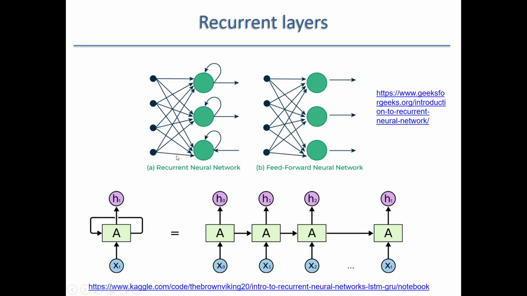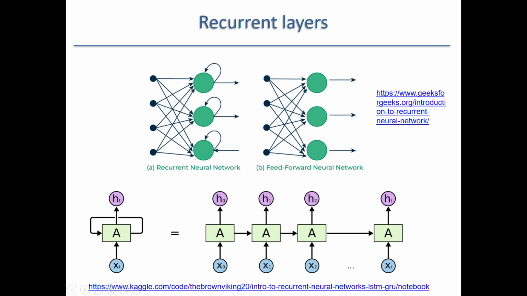In the recurrent neural network, the output can become its own input. Here there is a reversed arrow, this is a mistake. These feedback loops give the network memory. So now it can handle sequences.